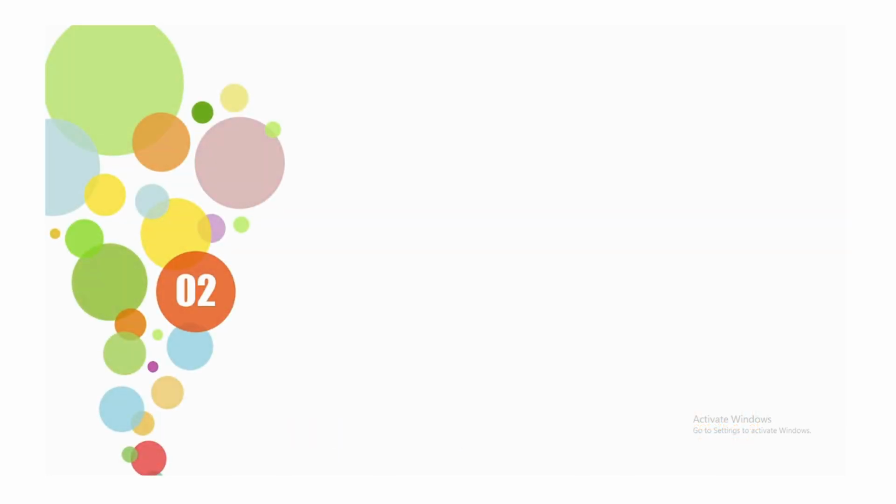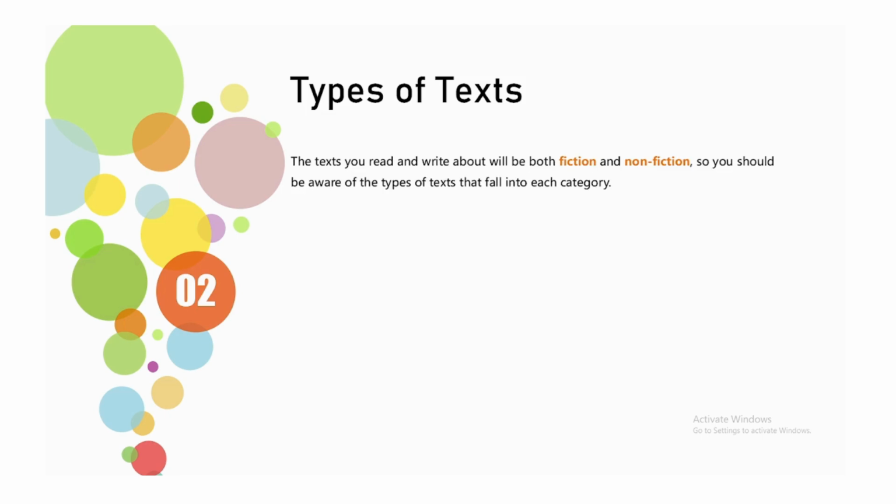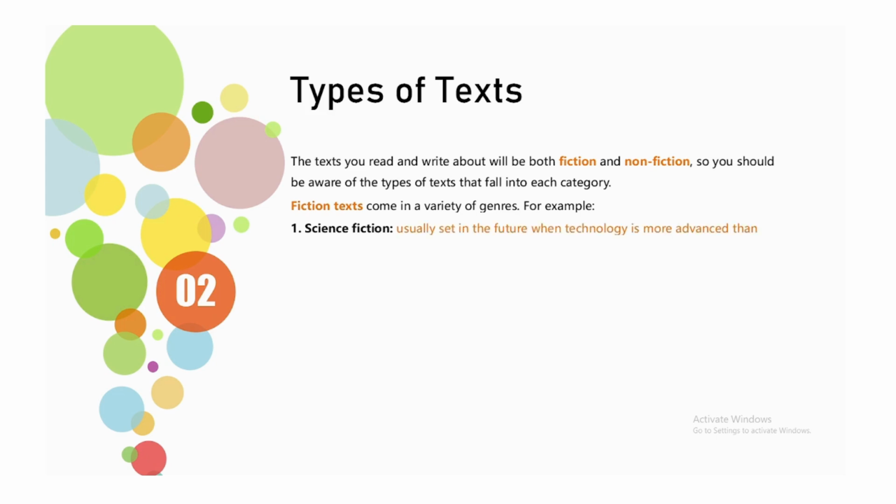Types of texts. The texts you read and write about will be both fiction and non-fiction. So you should be aware of the types of texts that fall in each category. Fiction texts come in a variety of genres, for example, science fiction, which is usually set in the future when technology is more advanced than it is now.